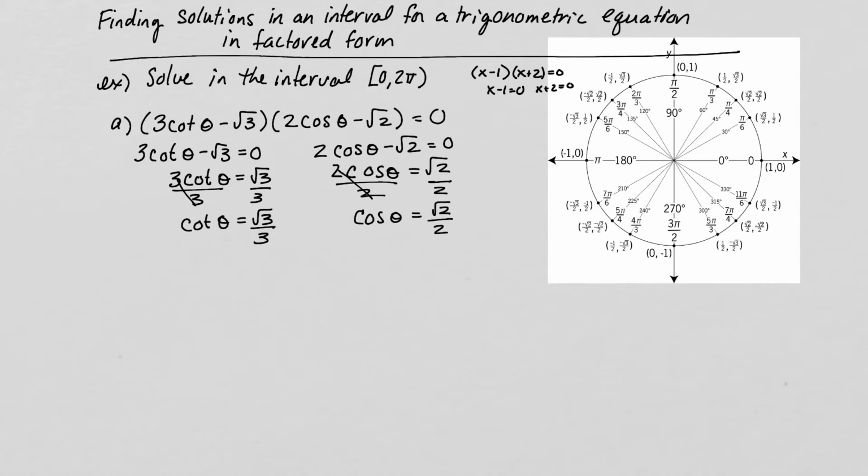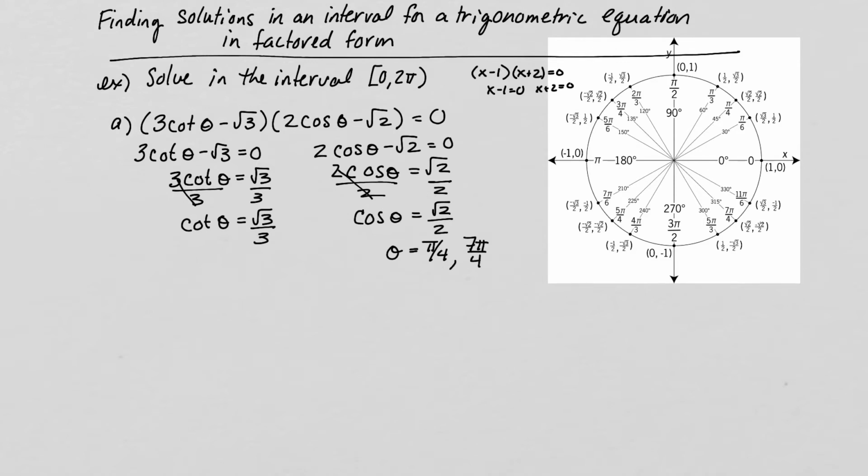Okay, so now we're just looking for where on the unit circle these things happen. Let's do the cosine one first because it's the easier one. I'm looking for where the cosine is equal to root 2 over 2. So where is the x equal to root 2 over 2? That's going to happen at pi over 4, and it's also going to happen at 7 pi over 4. So I get two answers from that piece.